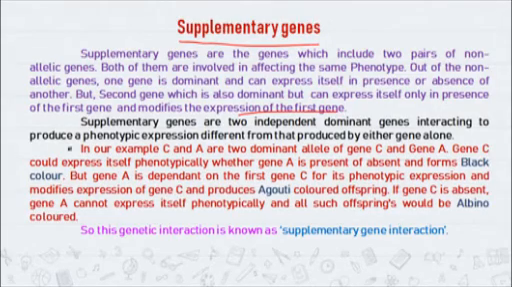So in our example, C and A are two dominant alleles of gene C and gene A. Gene C could express itself phenotypically whether gene A is present or absent, and it will form a black colored mouse. But gene A is dependent on the first gene, that is C, for its phenotypic expression, and in combination gene A can modify the expression of gene C and it will produce agouti colored mouse.